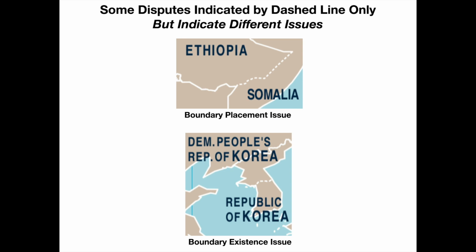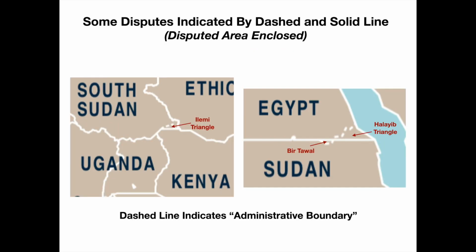Somalia would claim more territory than it actually controls. We see the same sort of dashed line between North Korea and South Korea, but this is a completely different issue. This is a boundary existence issue, if you will, because neither state views that boundary as officially existing. Both claim that Korea should be one country and shouldn't have a boundary at all. Both look forward to unification, however unlikely that may be.